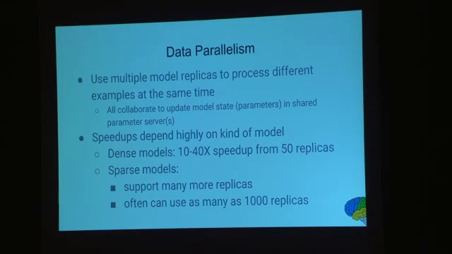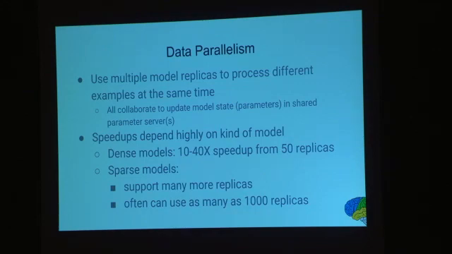The speedups depend pretty highly on the kind of model. If you have dense models like convolutional neural nets or LSTMs, you can often get between 10 and 40x speedup from 50 replicas. For our image models, we typically see 40x speedup for 50 replicas, which is a pretty satisfying return, because getting your results 40 times faster is a really, really nice property.